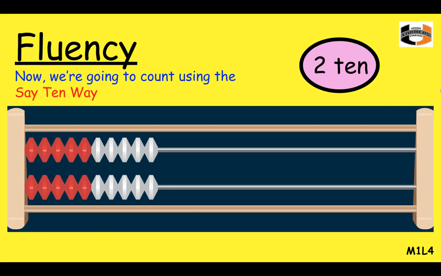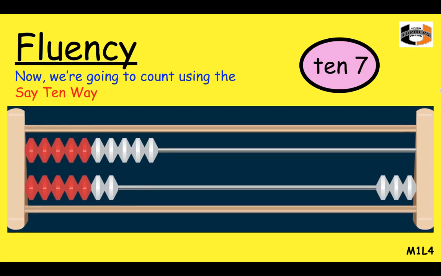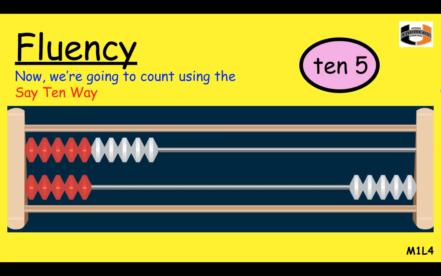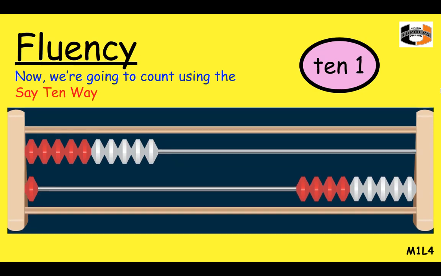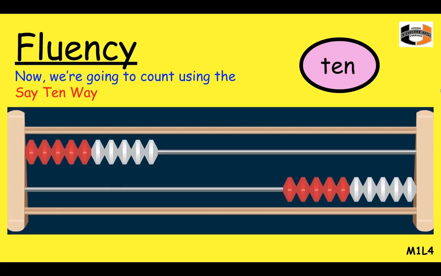So we're at 20 and we're going to go back down to 10, the say 10 way. 10-9, 10-8, 10-7, 10-6, 10-5, 10-4, 10-3, 10-2, 10-1, and 10.